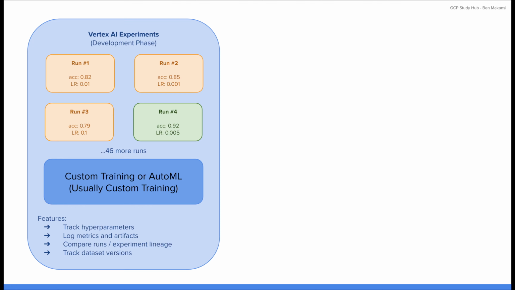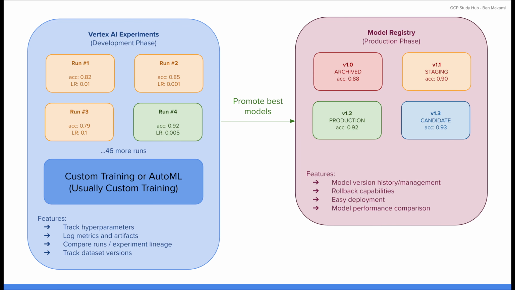But each box here represents a different training run. So we see different learning rates, we see different accuracies, and so you might run dozens of runs like this, really, adjusting parameters, data sets, and architectures as you go. Vertex AI Experiments tracks this all for you. It logs hyperparameters, artifacts, metrics. It helps you compare those runs. And once you've identified a strong candidate, so here, I've highlighted run 4, which looks like it's performed the best, you can promote that model into the model registry on the right.